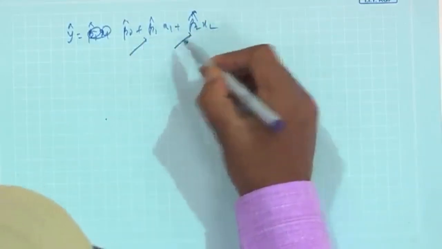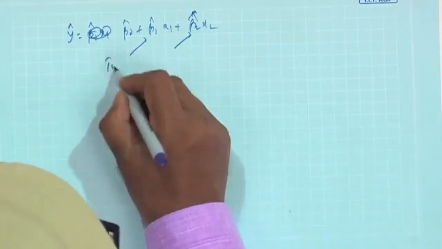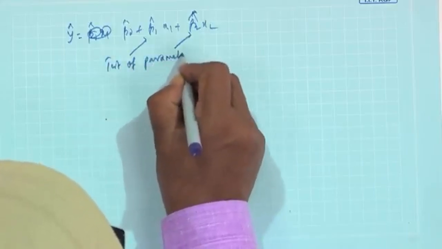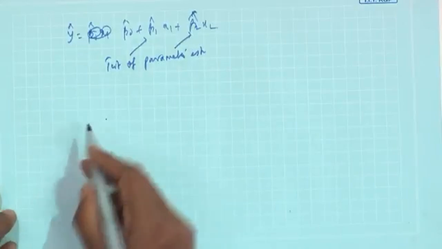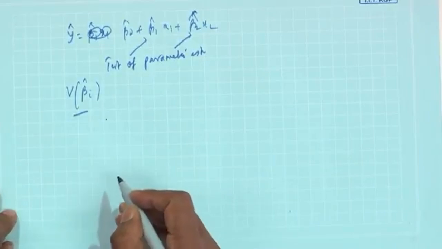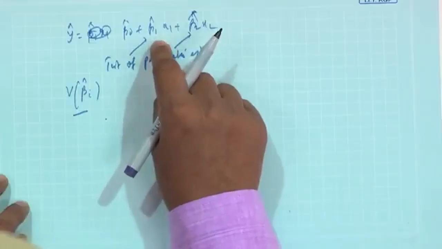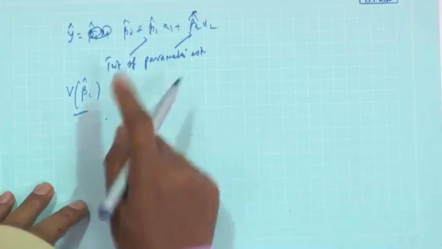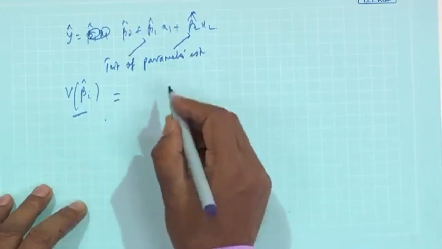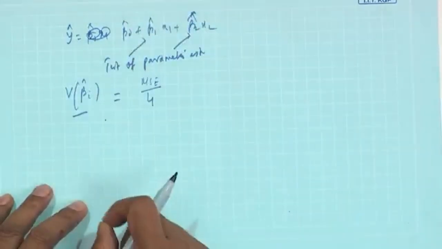But whether these beta cap values, the parameter estimates, are significant or not, you have to do a test of parameter estimates. So, what do you require to do? You require to find out the variance of beta i. If you do not do this, you have the estimated value, but the variance you have to find out. If you recall, when we talked about optimality issues in factorial design, we said that under this factorial design case, the variability part is basically MSE by 4. Here it is basically a 2 to the power 2 design, so MSE by 4.